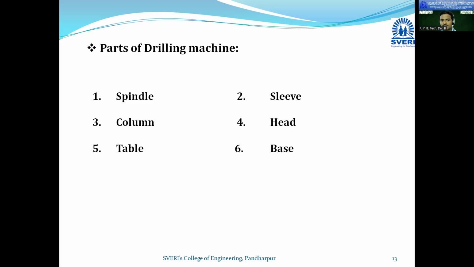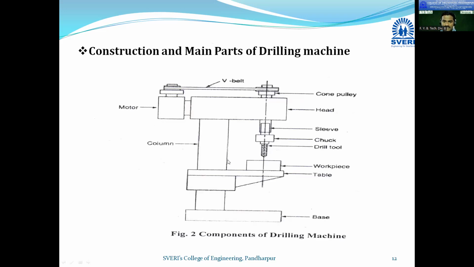Now, the function of each part has already been discussed. See, what is the spindle? It is a hollow spindle from the top side, and in that spindle you can press fit the drill and do the drilling operation. If you look at the diagram of the drilling machine, what you see here is a hollow spindle. Do you see how the drilling tool is fitted?